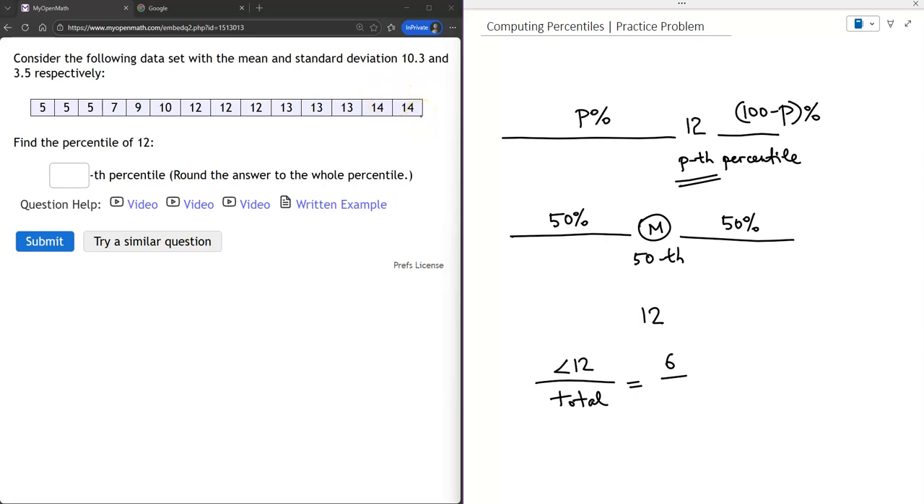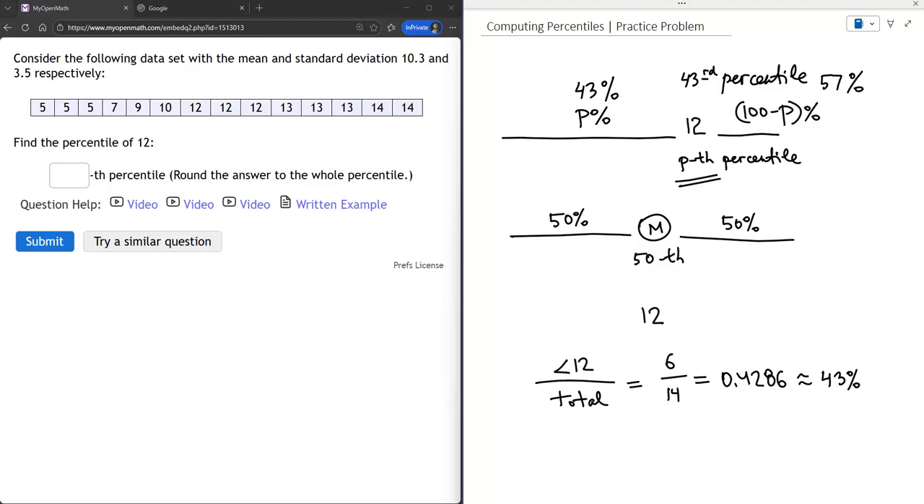It's just a coincidence that 14th observation is number 14, but 6 out of 14 means we have to do the math, and we have to divide 6 by 14, and the answer is 0.428, and that means roughly that would be 43%, and that means this value 12 is what we would call 43rd percentile, meaning 43% of the data are below 12 and 57% of the data is above 12.